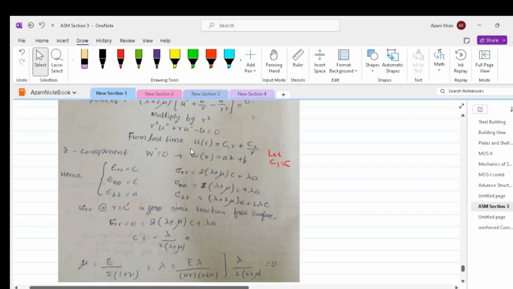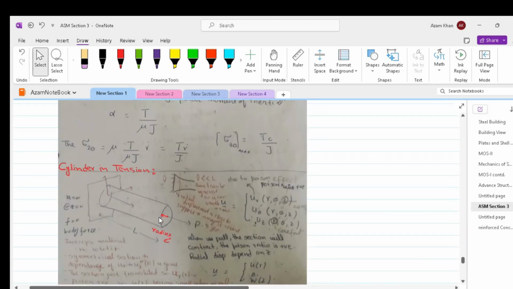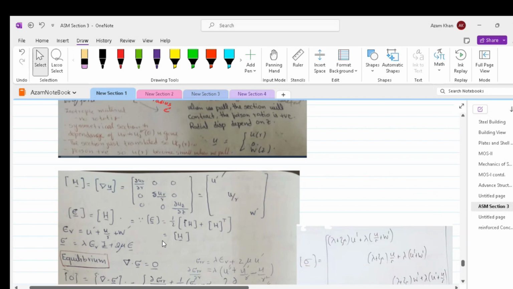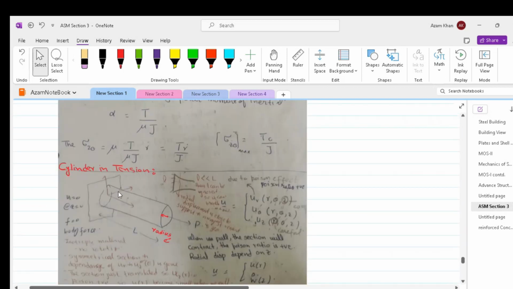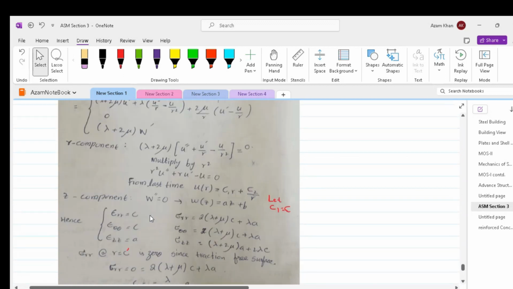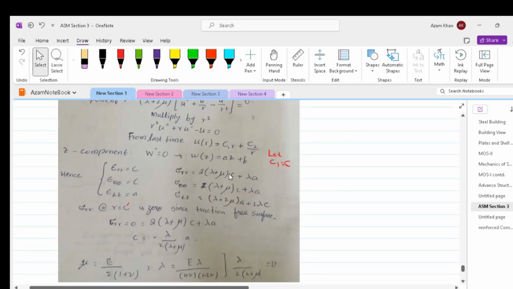Please note that u r is assumed to be c times r, and based on that, epsilon rr and epsilon theta theta are derived. c is the constant which is unknown, so we can write that sigma rr at the surface, assuming that the surface is at radius c bar, is equal to 0, as there is no external traction on the surface. Using that, we can make this term equal to 0, noting that there is no radius term in this equation. From here, c can be worked out.